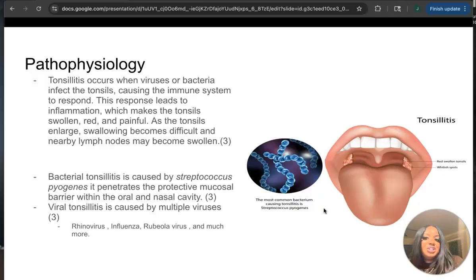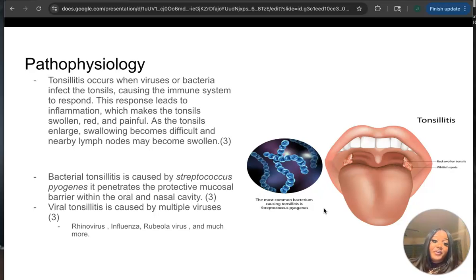The pathophysiology. Tonsillitis occurs when viruses or bacteria infect the tonsils, causing the immune system to respond. This response leads to inflammation, which makes the tonsils swollen, red, and painful. As the tonsils enlarge, swallowing becomes more difficult and nearby lymph nodes become more swollen.